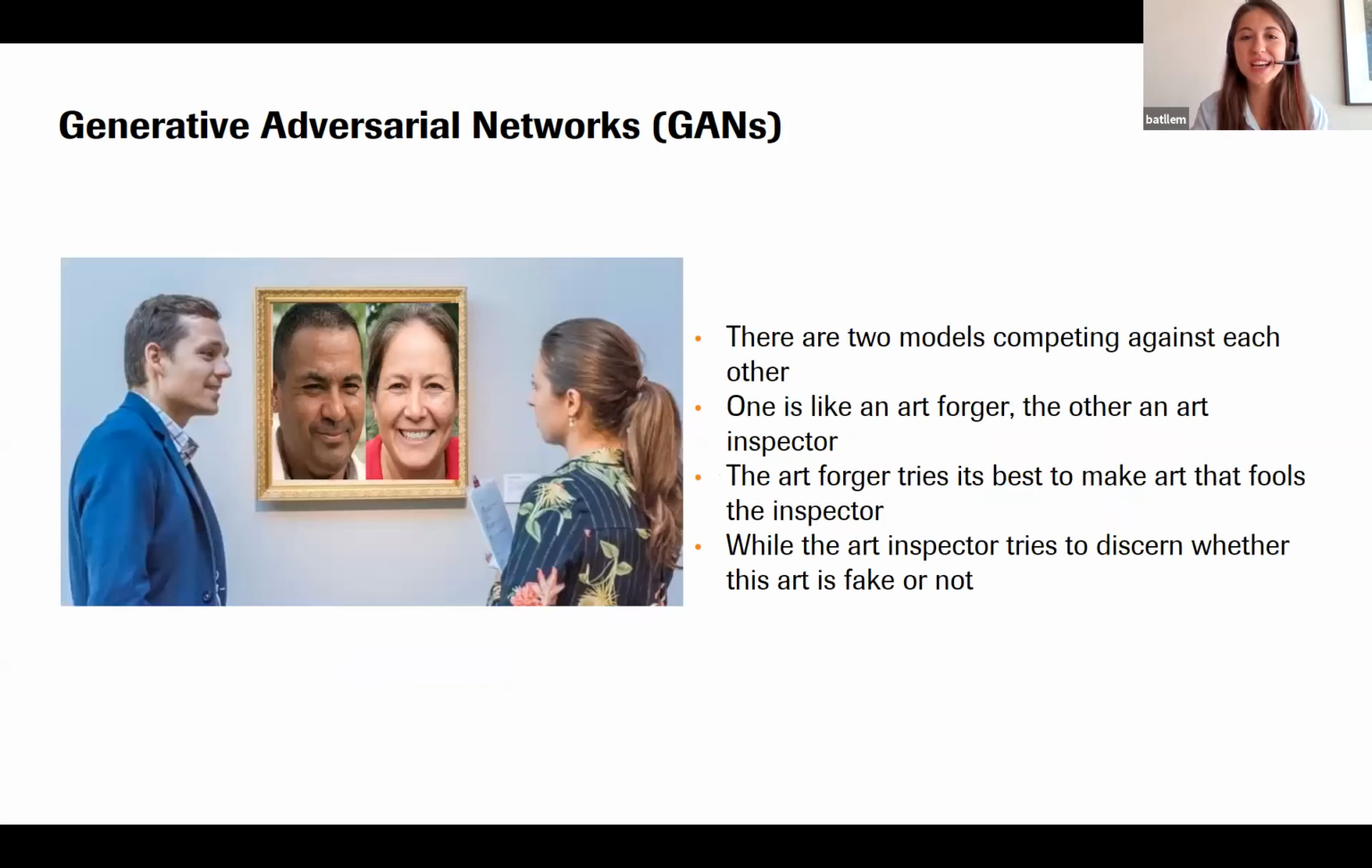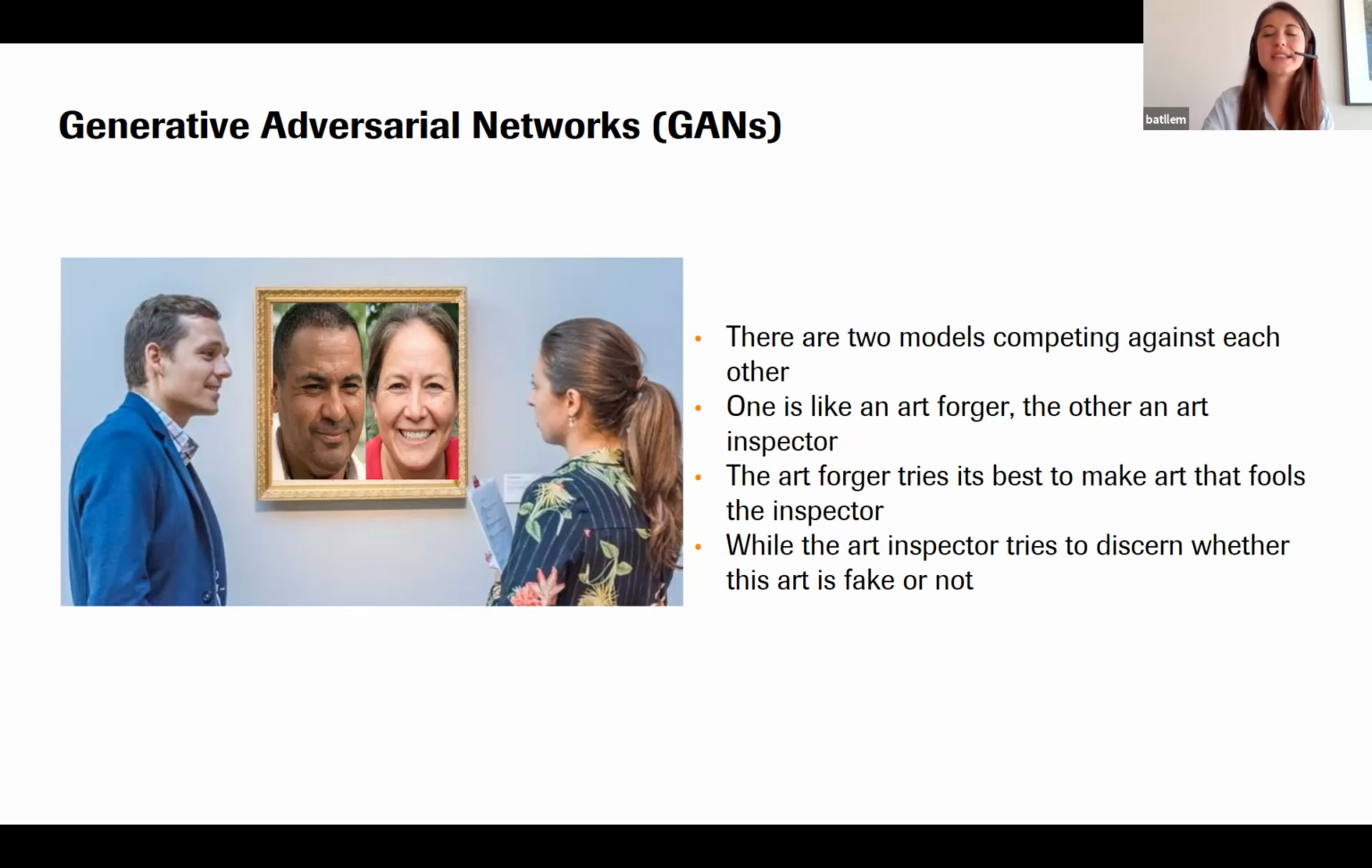A common analogy which I love is the one of the art forger and the art inspector. In this example, we have an art forger, the generator, which tries to forge paintings, and an art inspector, the discriminator, which tries to detect imitations of paintings. The art forger and the art inspector are constantly trying to outsmart each other, because the better the art forger or the generator is at generating imitations of paintings, the better the art inspector or the discriminator needs to be at distinguishing between real paintings and imitations.